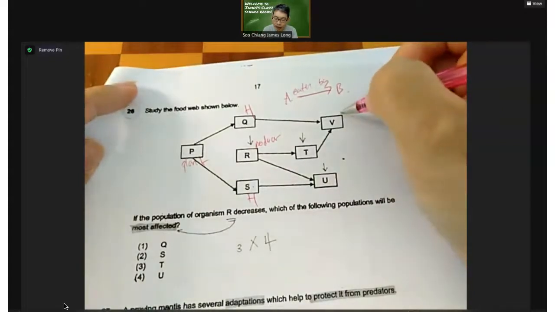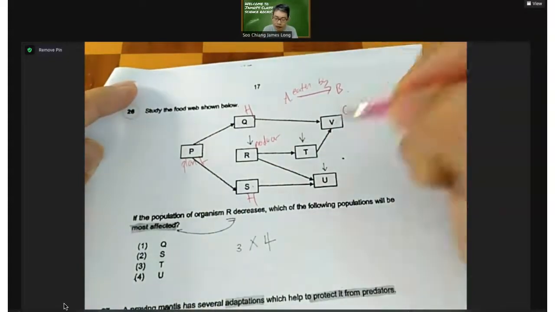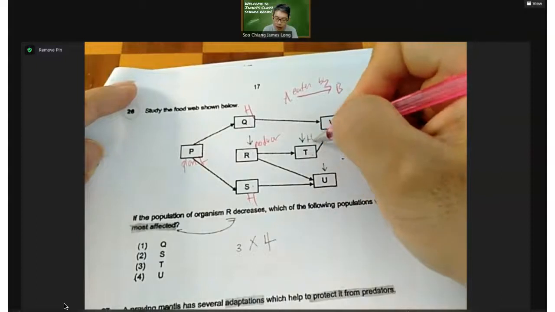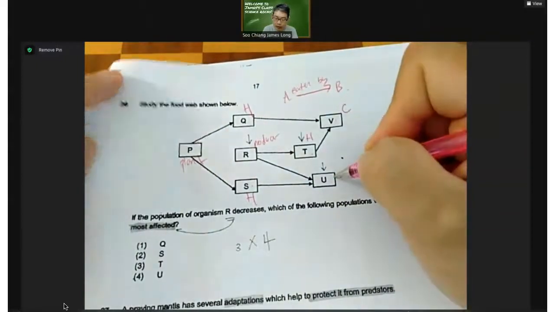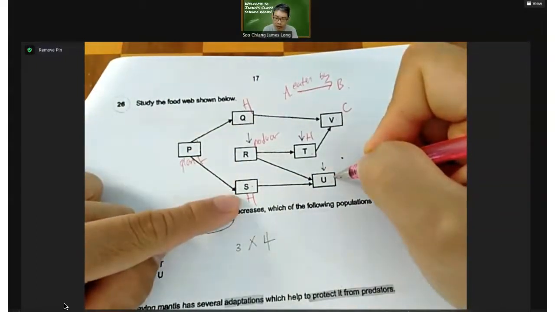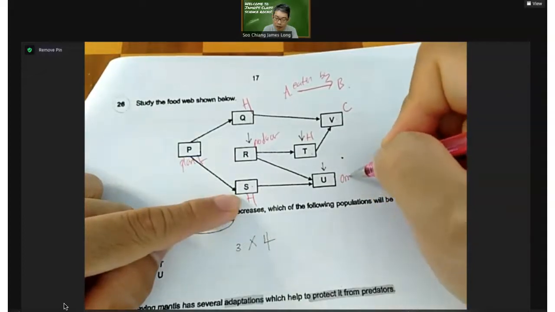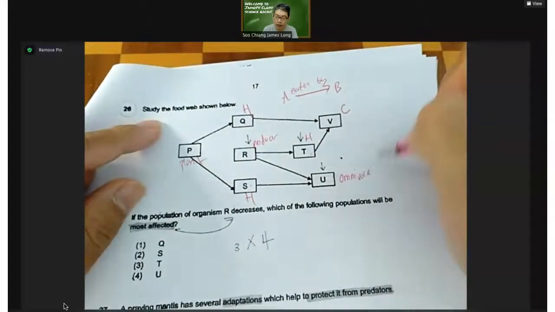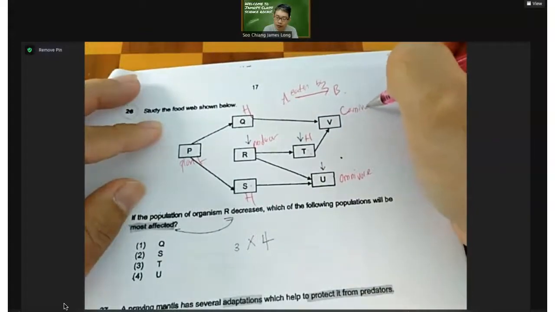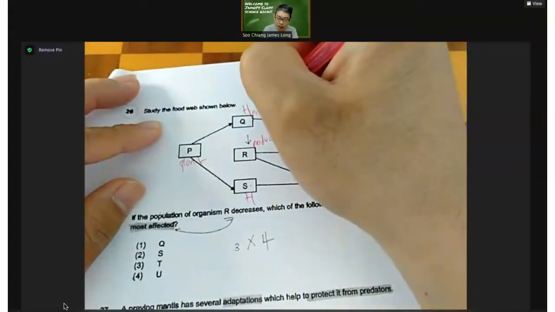This is a carnivore. It's an animal eater. This is also a herbivore. It only eats plants. This is both a plant and animal eater. So this is an omnivore. This is a carnivore. This is my herbivore.